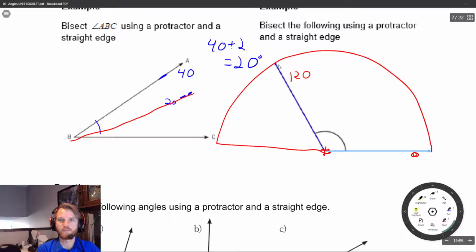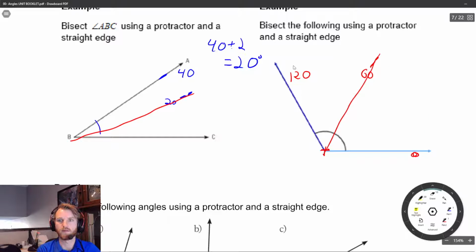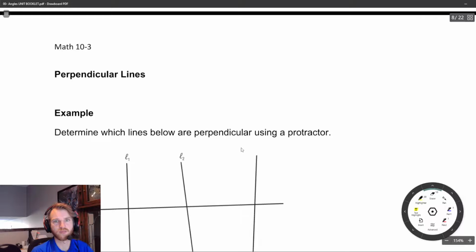So if we want to bisect that, we would find the halfway point between 0 and 120. We just say 120 divided by 2, which would give us 60, and that's going to be somewhere around here. You'd find the 60 and make a little mark, and then use a ruler to draw a straight line from here to here. We've then bisected this, which means we've split this angle in half. This was 120, and now it's two 60-degree angles. And we have some practice with that.